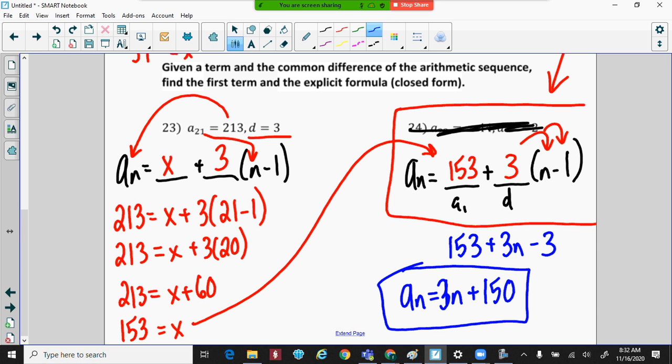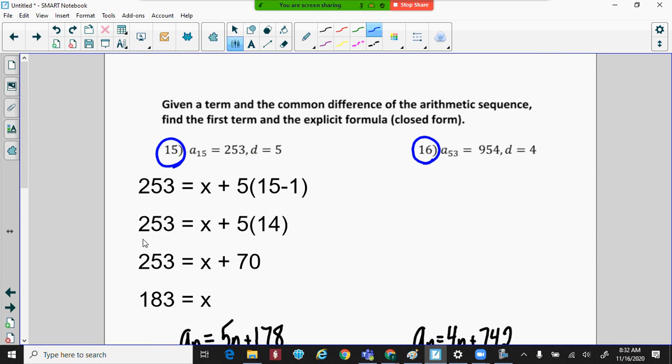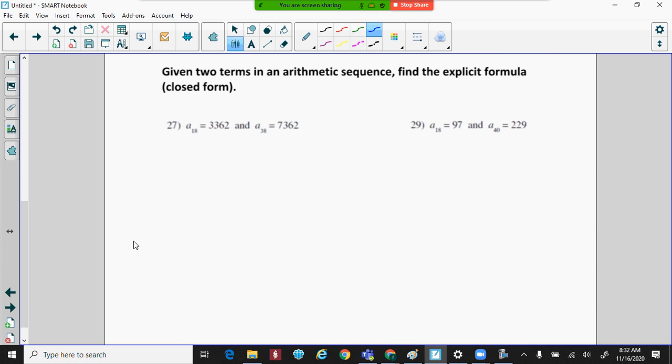All right. Now, the last one that we're going to do is what happens if you are given a situation where you're not even given your first term? Going back to all of this, you need a common difference. On question number 27, you're not given anything. You're given what the 18th term is, and you're given what the 38th term is. So you need to find out what is d.